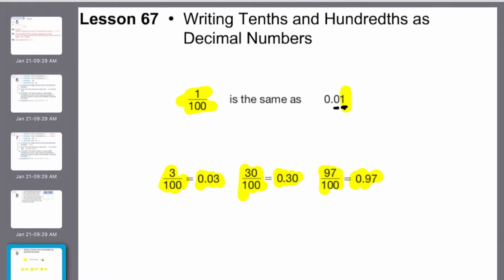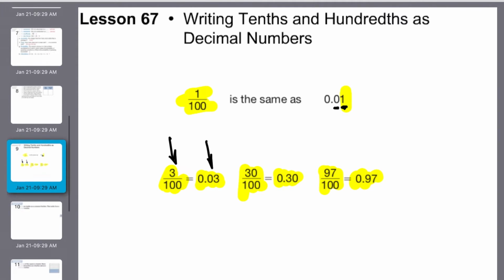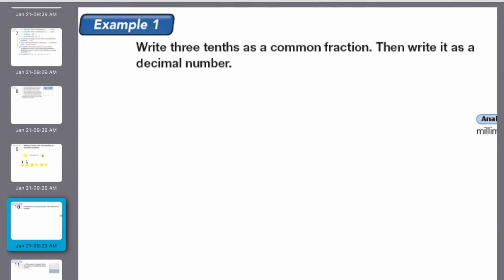So today that's what we are practicing, is changing fractions into decimals and vice versa, changing decimals into fractions. Write 3/10 as a common fraction, then write it as a decimal number. 3/10, 3 out of 10. As a decimal number, 0.3, 3/10. This is the tenths spot.